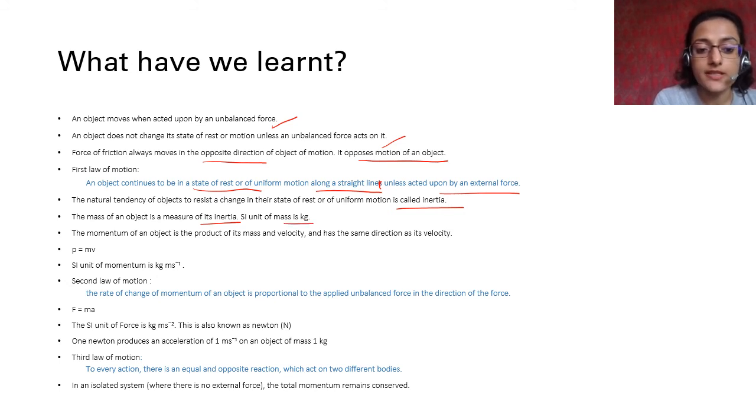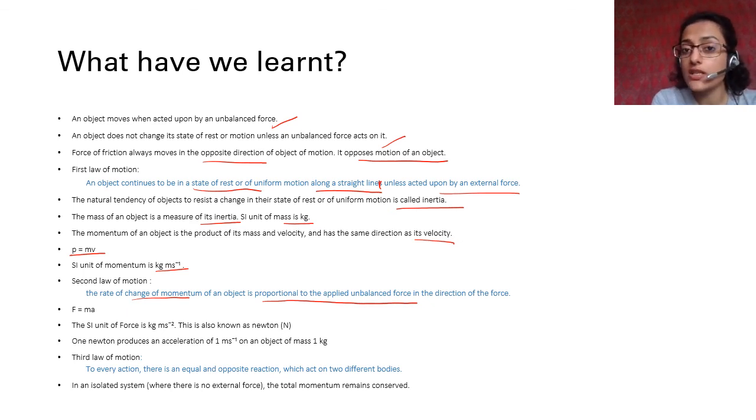SI unit of mass is kilogram. The momentum of an object is the product of its mass and velocity and has the same direction as its velocity, right? Momentum p is equal to mv. SI unit of momentum is kilogram meter per second. Second law of motion states the rate of change of momentum of an object is proportional to the applied unbalanced force in the direction of the force.